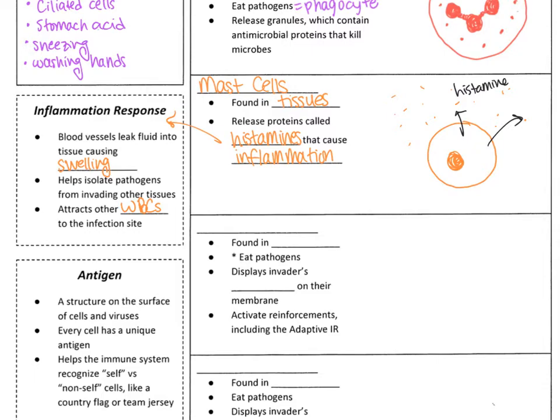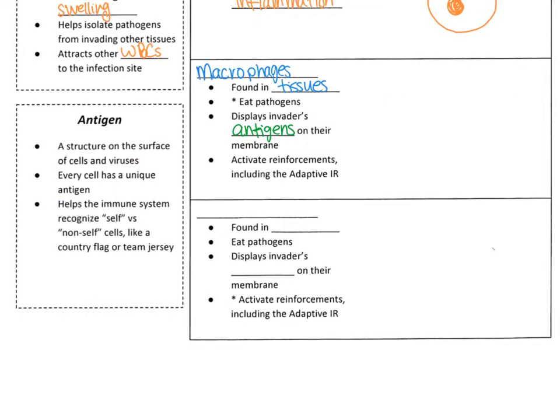Mast cells are found in your tissues. They release histamines that cause inflammation to help trap pathogens and isolate them in a specific area. Next, let's talk about macrophages. Macrophages are also found in the tissues of your body. The primary job of a macrophage is to eat pathogens. They display the invader's antigens on their surface membrane. We'll talk about antigens in a minute. The secondary function of a macrophage cell is to activate reinforcements, for example, calling in the cells of the adaptive immune response that we'll talk about later.